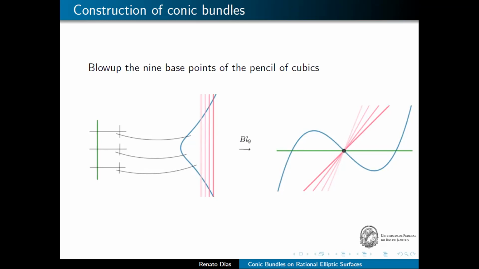So this is how you construct rational elliptic fibrations and also conic bundles. There are more ways of constructing conic bundles, by the way. I took this pencil of lines, but you can take a pencil of conics or a pencil of singular cubics, which have genus 0. So there are many ways to construct this.